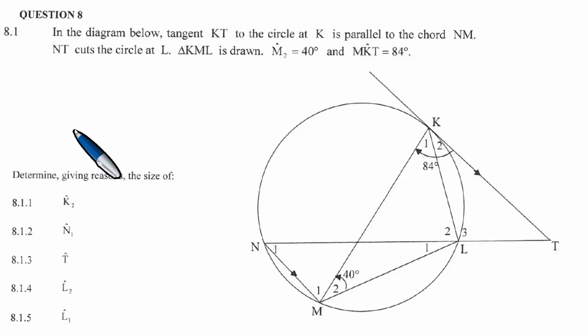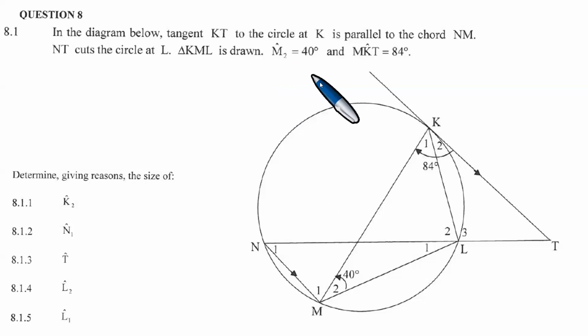In this lesson, we shall solve question 8 and other questions to follow. In the diagram below, tangent KT to the circle at K is parallel to chord NM. NT cuts the circle at L. Triangle KML is drawn.